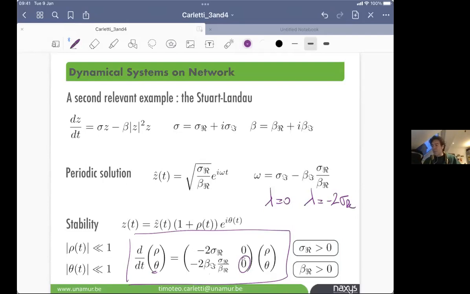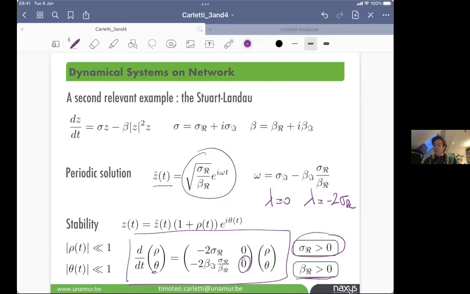But if it should be negative, it means that sigma real should be positive. And because sigma real should be positive, if you look at the solution that we start with, you have on the square root the ratio of sigma real divided by beta real, and you want this function to not have any extra complex terms. So you need this ratio to be positive. So this means that you also have to add that the real part of beta is positive.